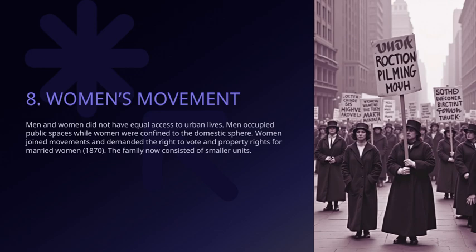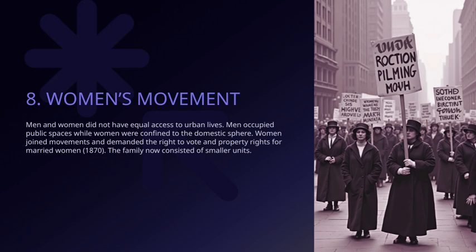They demanded important changes, such as the right to vote and property rights for married women, which gained momentum around 1870. This shift also reflects a transformation in family structures, which became smaller and more centered around individual needs.